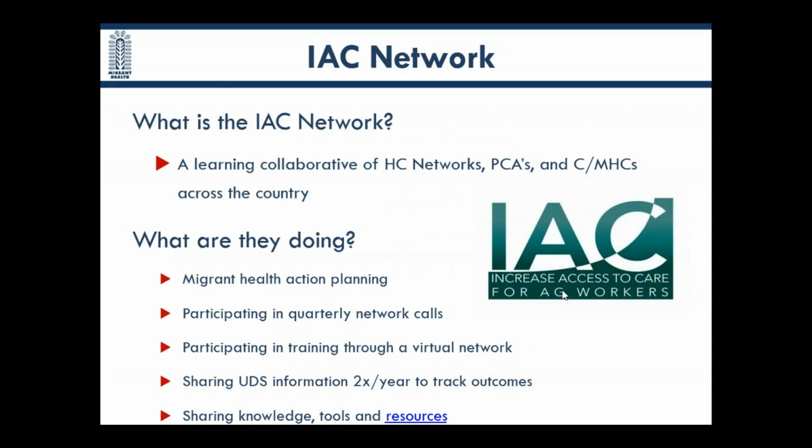So in addition to the ag worker ID digital story that I mentioned, another resource that's available to you is our IAC Network. Our Increased Access to Care for Ag Workers Network is a learning collaborative of health center networks, primary care associations, and health centers from across the country. And what they do is participate in migrant health action planning to set those goals and strategies for reaching their ag worker population. They participate in quarterly calls.